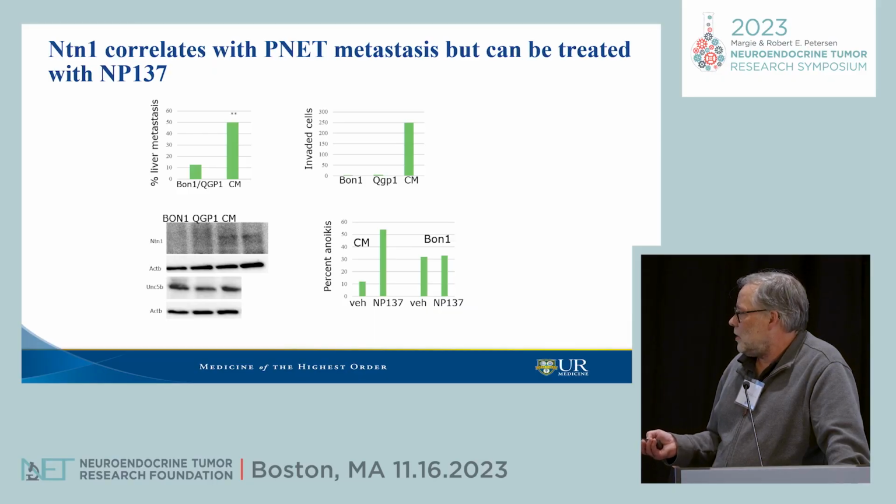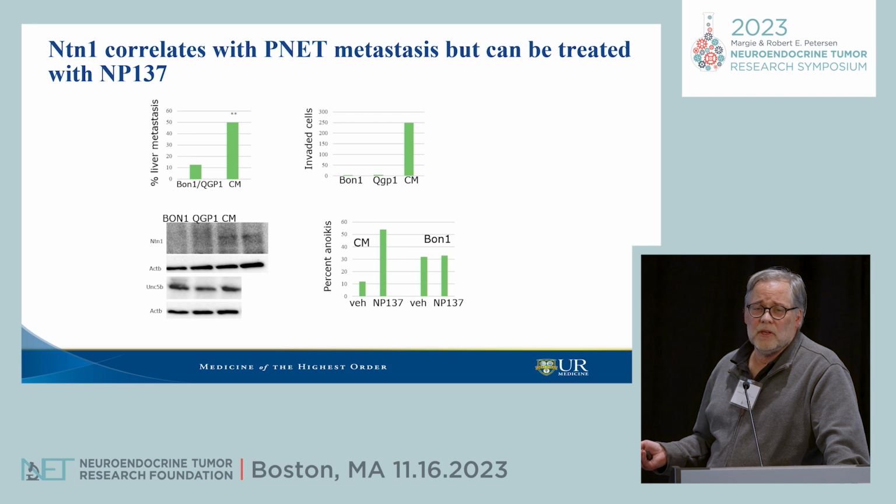Invasiveness, CM is off the charts. BON and QGP1 don't invade very well. CM has netrin, BON and QGP1 don't. They all make UNC5B. When we treat with NP137, we can kill the CM cell, which is very resistant to anoikis when we're making it here. BON's not very resistant to anoikis, but the NP137 doesn't do anything to it.